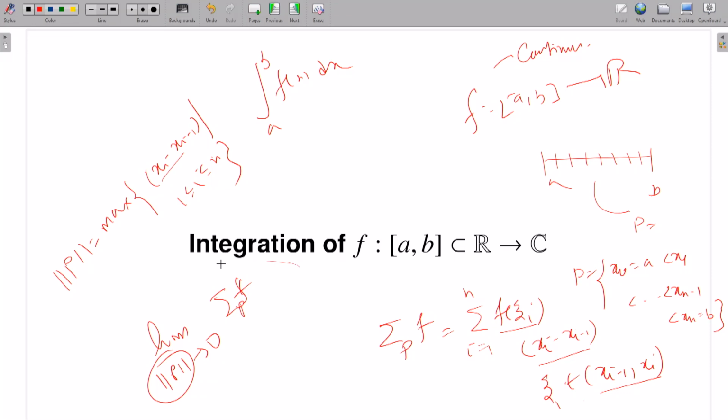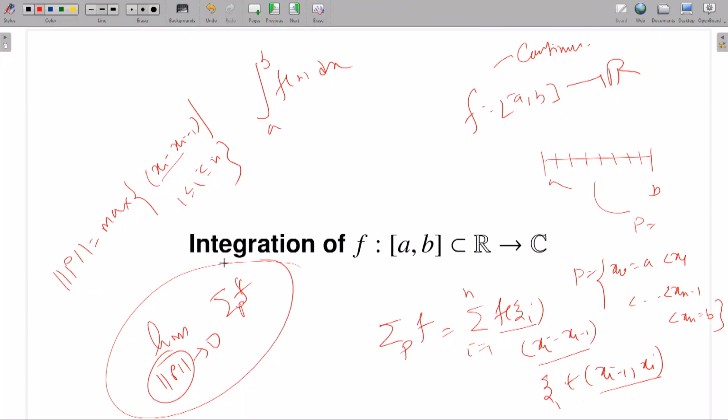If this is the case, then one can check that if my function is nice, say continuous, then as the norm of the partition P approaches 0, this Riemann sum limit exists, and it will give you some value, some number I, which I denote as the integral from a to b of f(x) dx. That is the kind of definition you know in the real case, that means real valued functions defined on the closed interval [a, b], and your function is continuous.